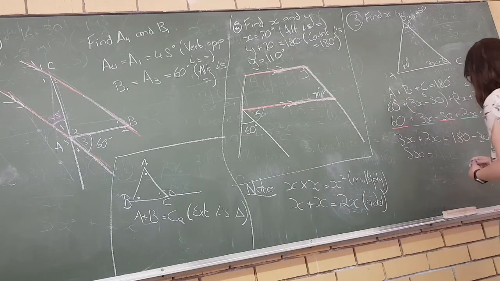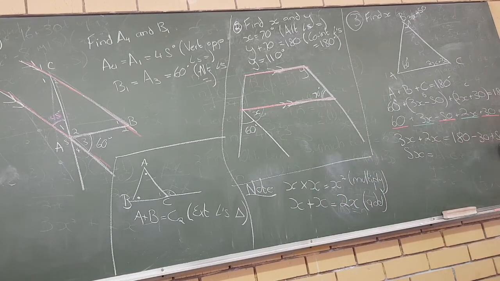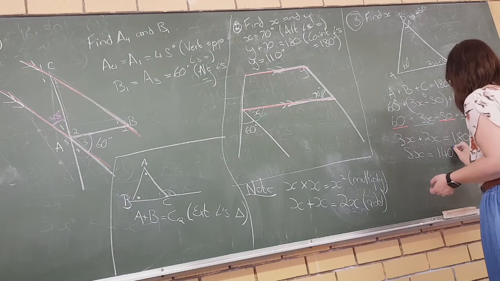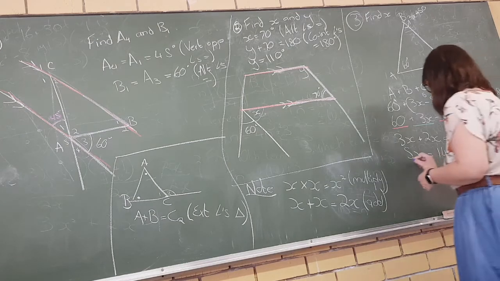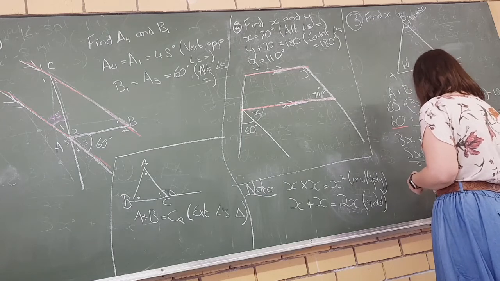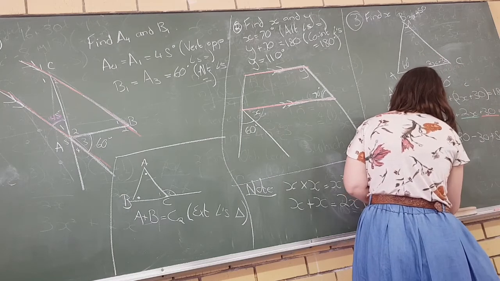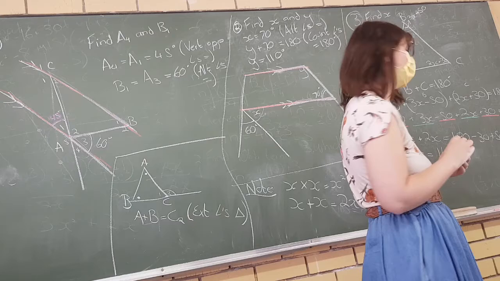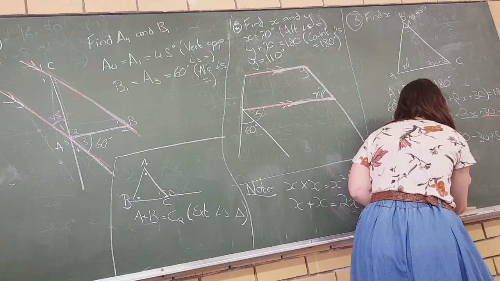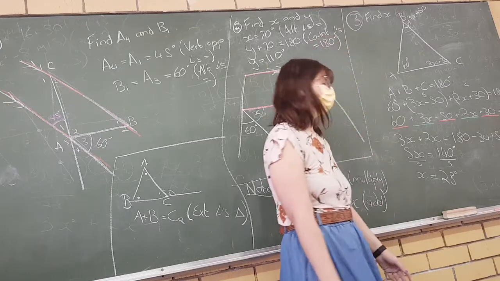Now I've got 5x is equal to 180 minus 30 plus 50 minus 60. You just plug this whole thing into your calculator. You don't need to work it out in your head. So I get 140. And I say, what's 140 divided by 5? So I divide both sides by 5, and I get x is equal to 140 divided by 5. 28. So x is equal to 28 degrees. There we go. Now we've solved for x.